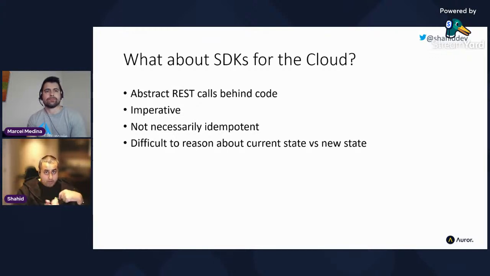They're generally imperative, so you are going to have to do all of the calls in order to provision the state as you want to see it. Not all of those REST calls may be idempotent, so you may make the same request twice and get two instances of a resource when you didn't intend that to be the case. And then the big difference really is it's very hard to reason about the current state of your infrastructure versus the new proposed state when you're using the SDKs.